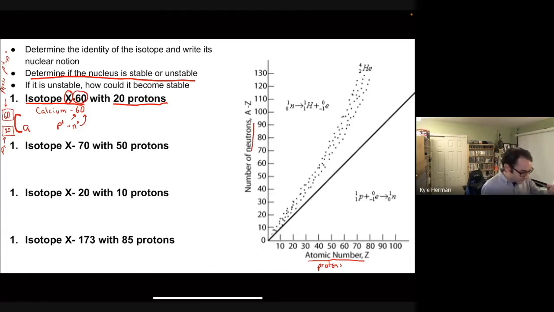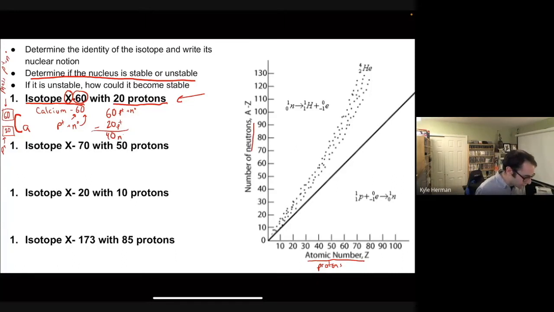So from this information, we know that we have 20 protons. We know that we have 60 protons plus neutrons. So if we just subtract, we'll end up with 40 neutrons. All right, everybody cool with that so far? Okay, so let's plot this out.